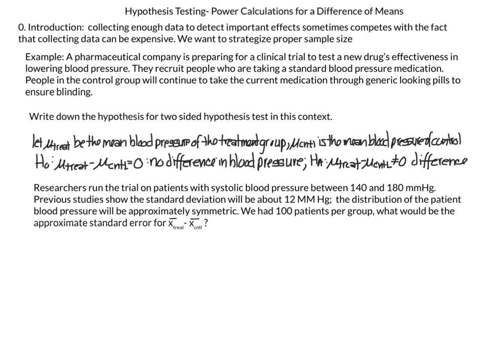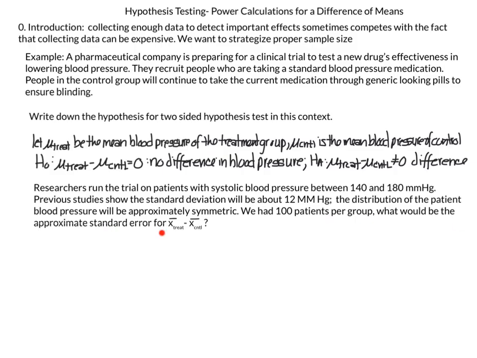We are given additional information. Researchers run the trial on patients with systolic blood pressure between 140 and 180. Previous studies show the standard deviation to be about 12. The distribution of the patient blood pressure will be approximately symmetric. We had 100 patients per group.